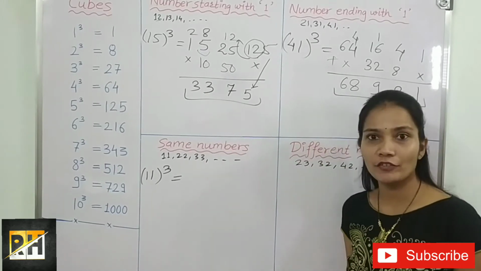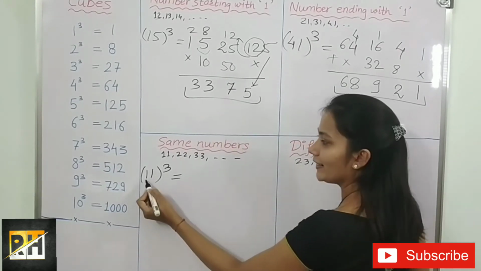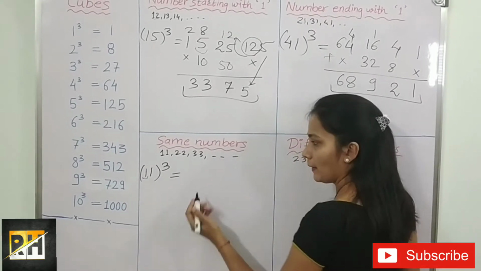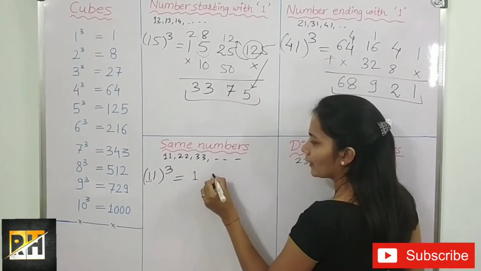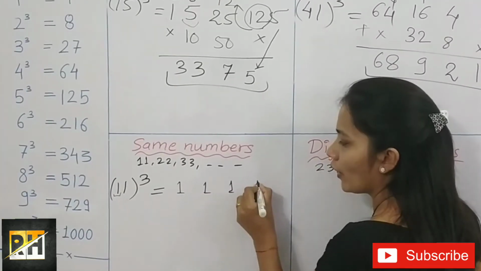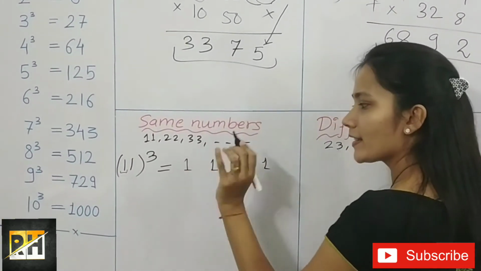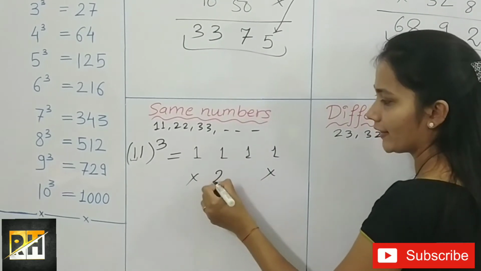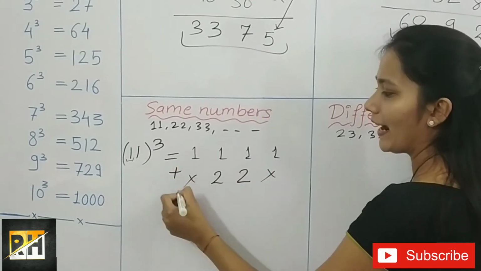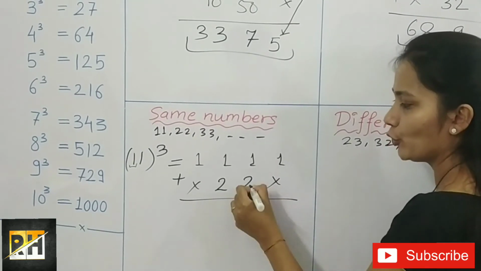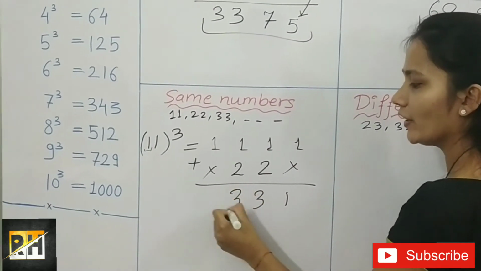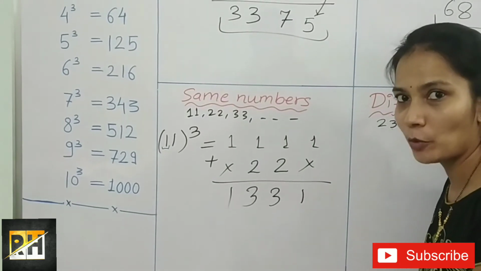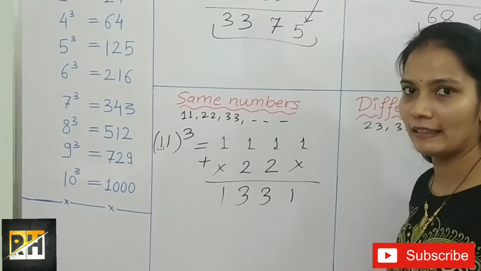Now here what we have to do, you have to write the cube of 1 4 times. Cube of 1 is nothing but 1. So you will write 1 4 times. Then same, avoid these two and double of 1, that is 2. And you will add. So what you get? 1, 2 plus 1, 3, 3, 1. This is the cube of 11. Also we will take one more example so that it will be more clear to you.